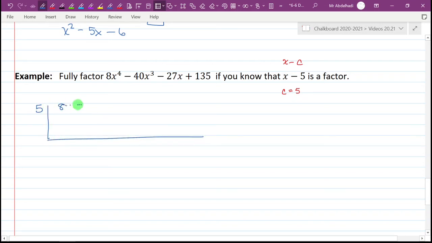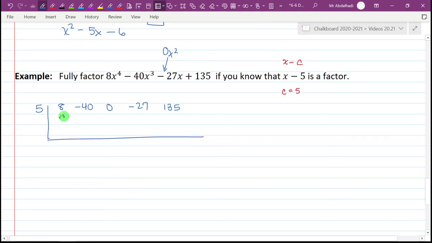So this is going to be 8. Well, so hold on a second. This is fourth power, third power. There's no second power. So we need to insert a 0x squared in here to make this work. And then minus 27x plus 135. So 8, -40, 0, -27, and 135.